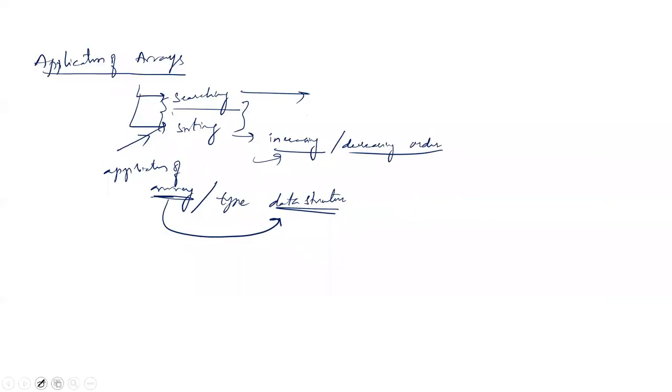So I'm telling you about searching and sorting. Searching is to search for a given element from the given n number of elements. Sorting is making the elements in increasing order or decreasing order. What is the use of searching and sorting? These are applications where array is one of the data structures. It is a type of data structure.